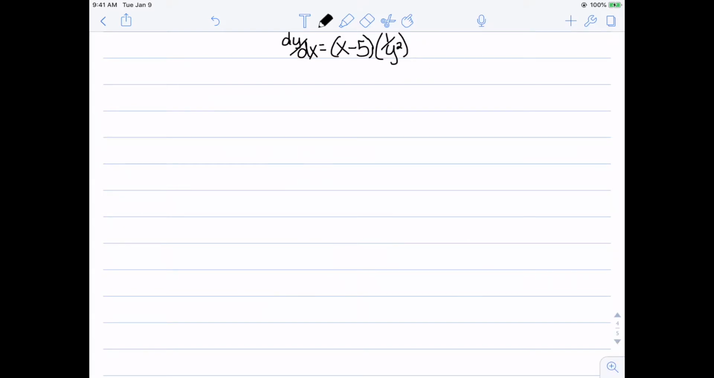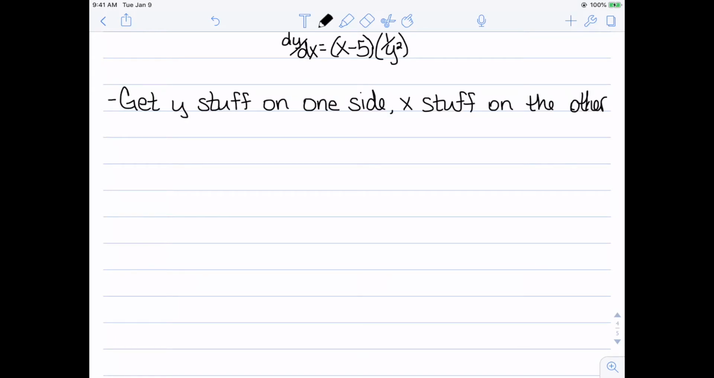Now let's take a closer look at this example. So how do we actually solve these separable equations? Well, our first step would be to get the y stuff on one side and the x stuff on the other. So let's start by multiplying both sides of this equation by y squared. That gives me y squared times dy/dx is equal to x minus 5.